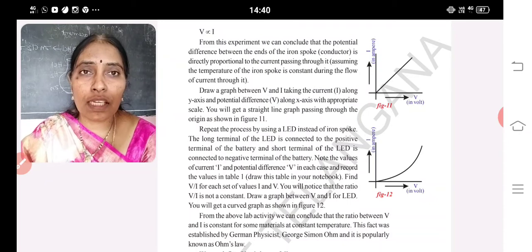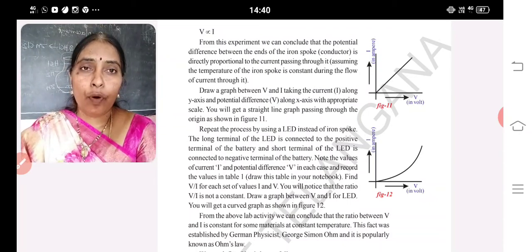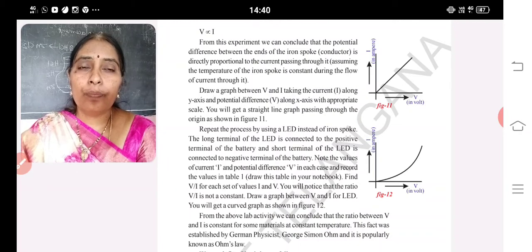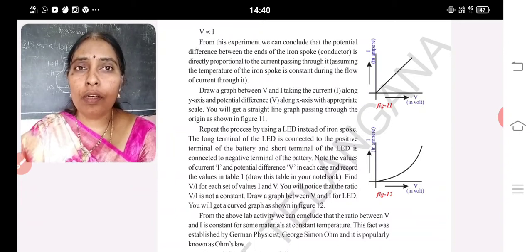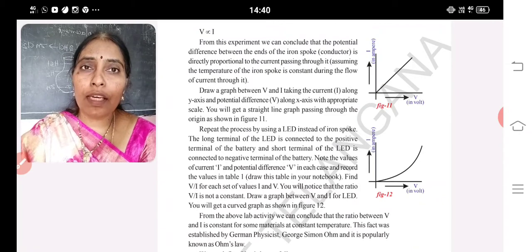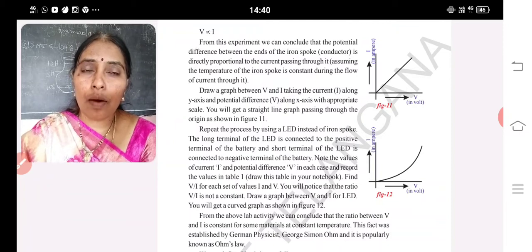Let me repeat once again. Ohm's law is the most important law, and important for your 4 marks also. What is our aim? V by I ratio should be constant. So to prove that, what are the materials we need? Iron spoke, 1.5 V each, 5 battery cells, connecting wires, tap key, ammeter, voltmeter, and an LED. All these are the materials required.